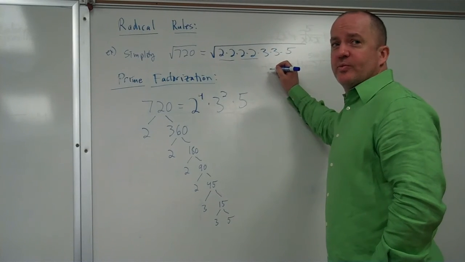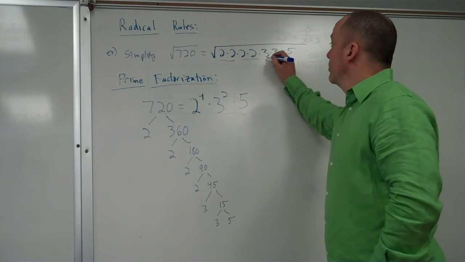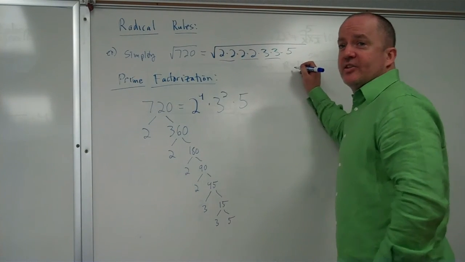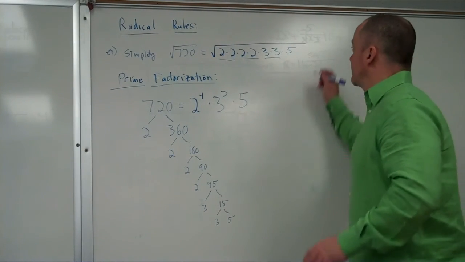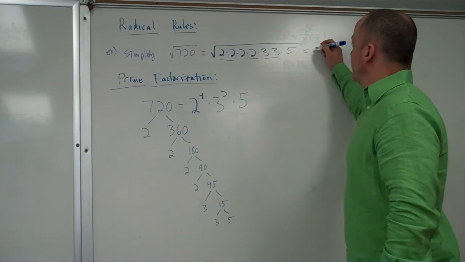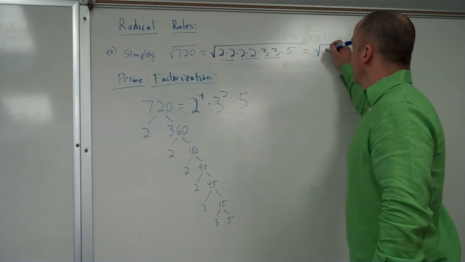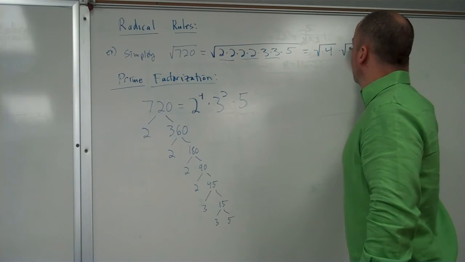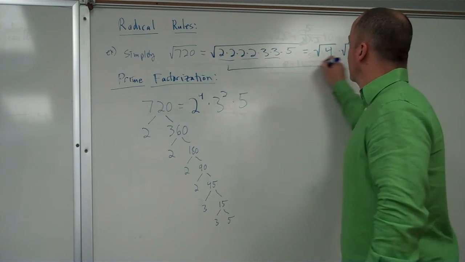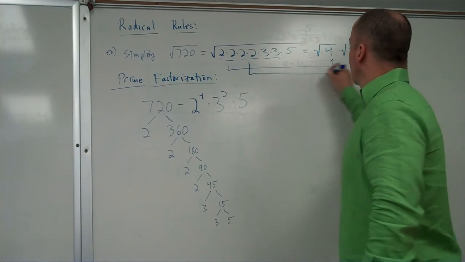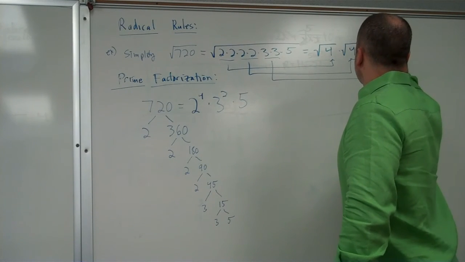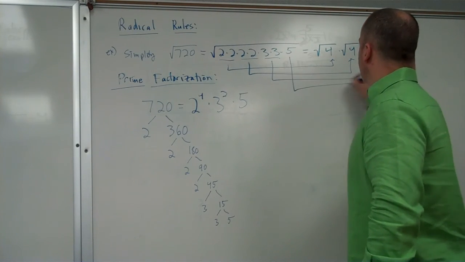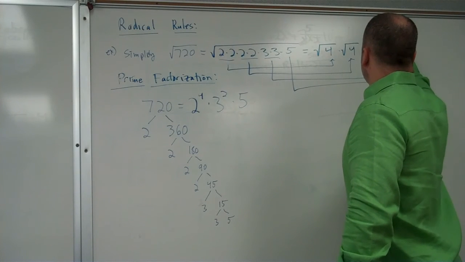What's this? 2 times 2? There's 4. What's 3 times 3? 9. So anytime I multiply a number by itself, I'm going to get a perfect square. Now I'm going to use that rule of splitting them up. So this is the square root of 4 times the square root of 4 times the square root of 9 times the square root of 5.